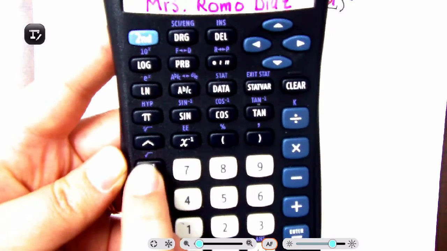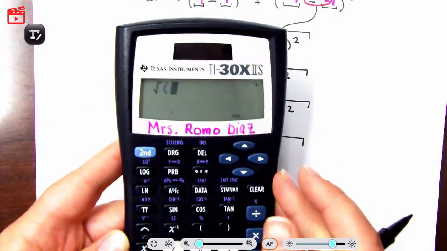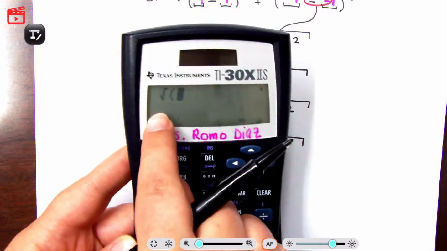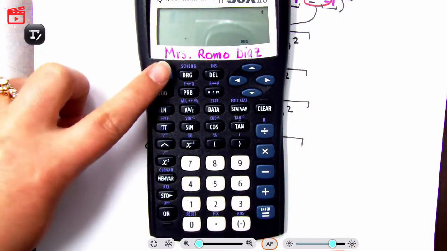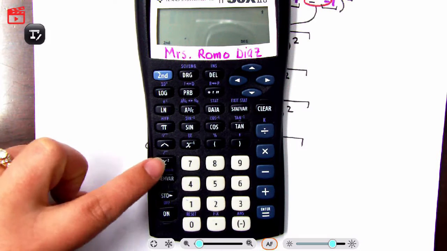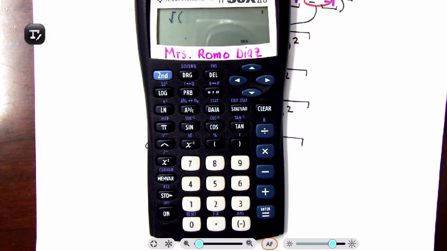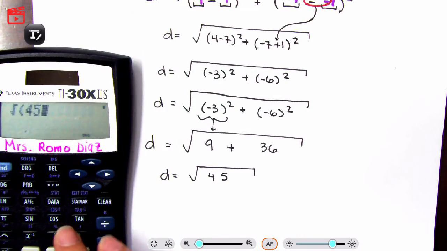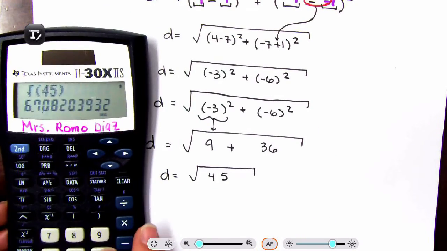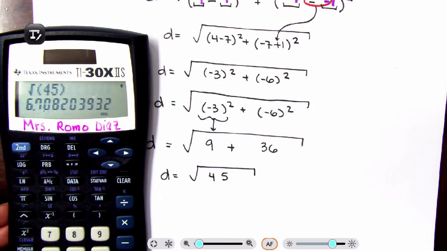You're going to press the x squared button, and because you pressed second first, this button should come up. So let's do that again together. We have second, and we press this button right here, and the square root symbol comes up, and you're going to type in 45.